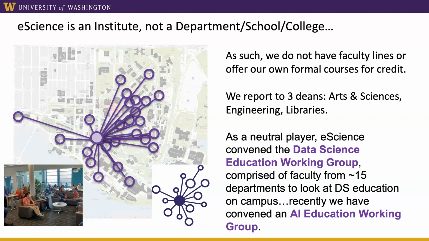But what we were able to do as a neutral player is convene a data science education working group. This goes back to about 2013, 2014. It comprised faculty from more than 15 different departments who were really interested in thinking about what data science education should look like for the campus at the University of Washington. And we put our stakes in not thinking of data science as its own separate discipline or department, but really approaching data science as a suite of methods, tools, and technologies that are valuable regardless of what disciplinary space you're in.